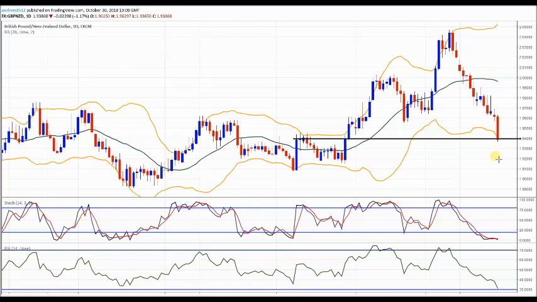That, to me, is indicating exhaustion of the selling, certainly after a 200 pip move in one day. So basically not much going on in terms of orders. So I'm going to assume that the selling is exhausted.